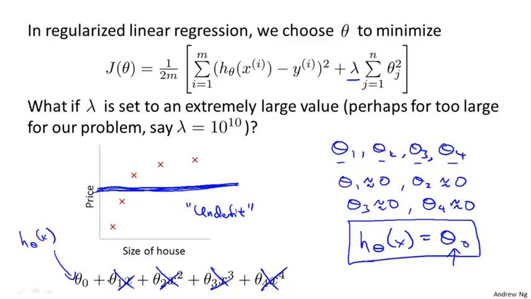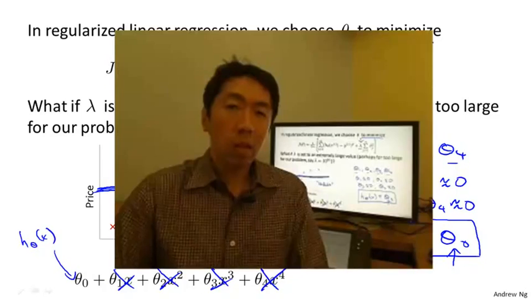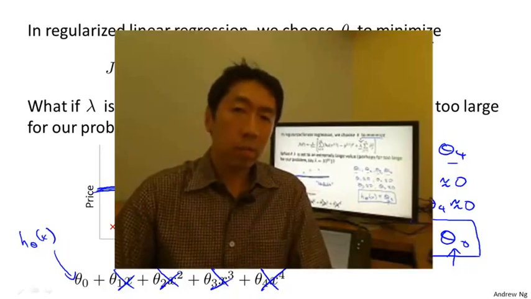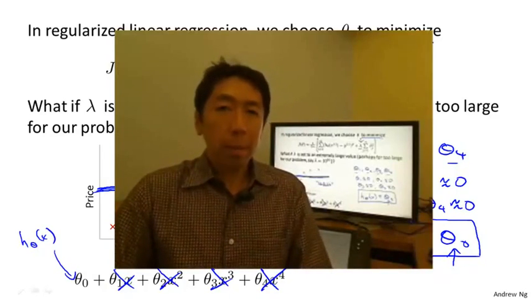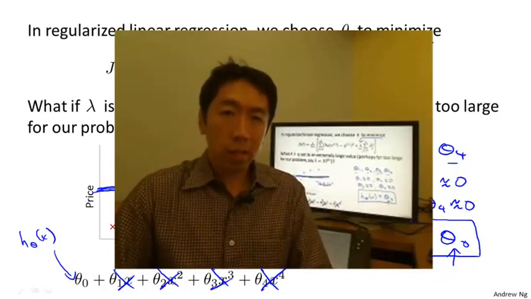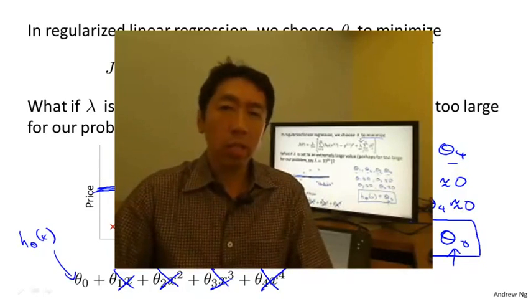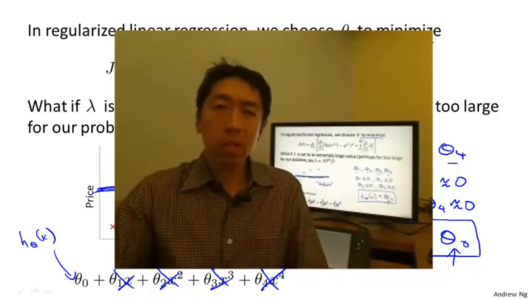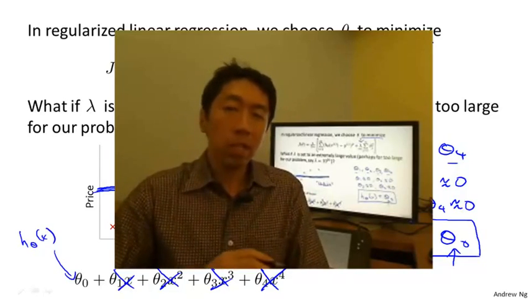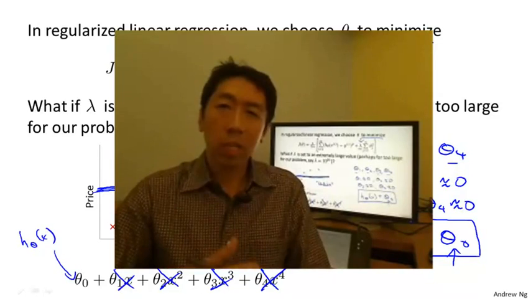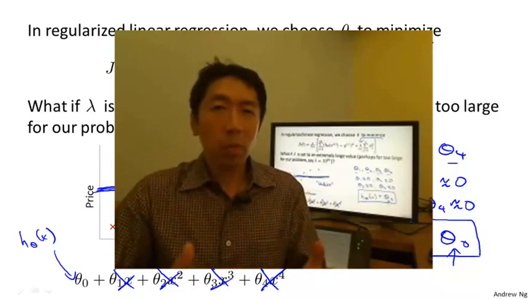For regularization to work well, some care should be taken to choose a good value for the regularization parameter lambda as well. When we talk about model selection later in this course, we'll talk about a variety of ways for automatically choosing the regularization parameter lambda. So that's the idea behind regularization and the cost function we'll use in order to use regularization. In the next two videos, let's take these ideas and apply them to linear regression and to logistic regression so that we can then get them to avoid overfitting problems.